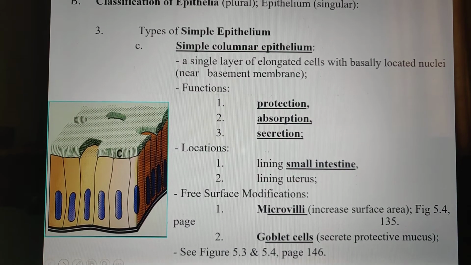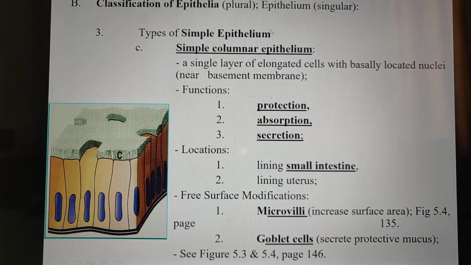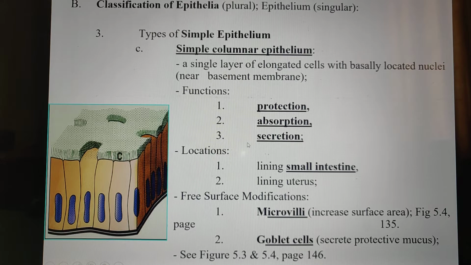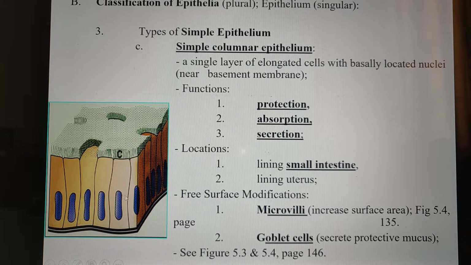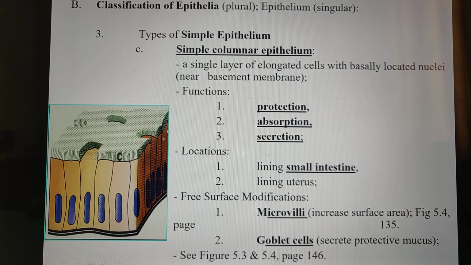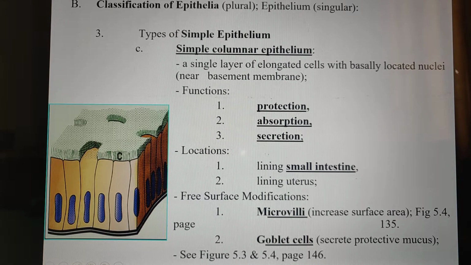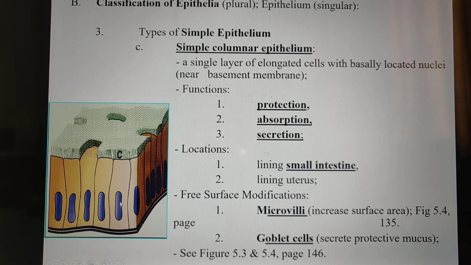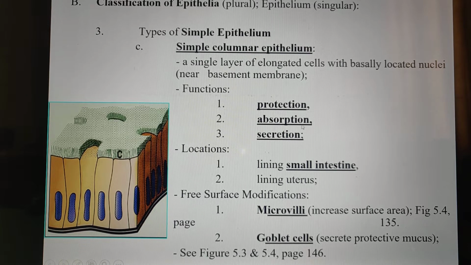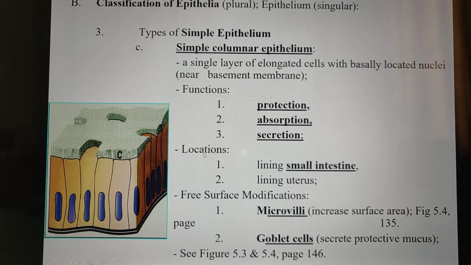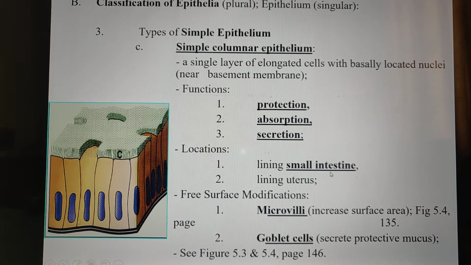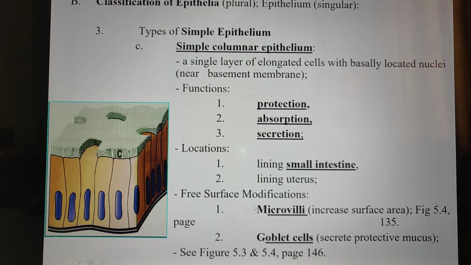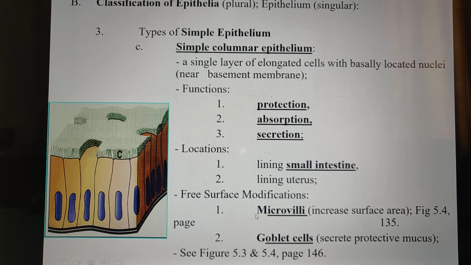That is the example. The third one is the simple columnar epithelium, where the length is more than the breadth. It is a single layer of elongated cells with basally located nuclei, always lying near the base. The main functions of this kind of cell are protection, absorption and secretion. It lines the small intestine and the uterus, and there are some modifications of these cells seen inside our body.